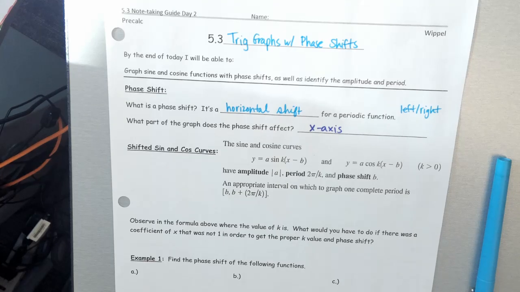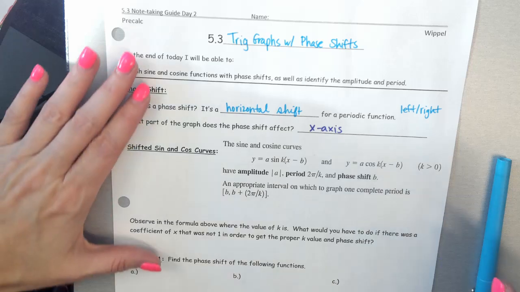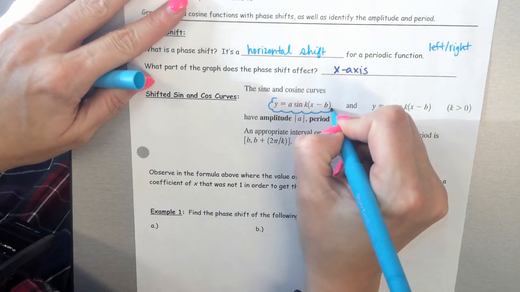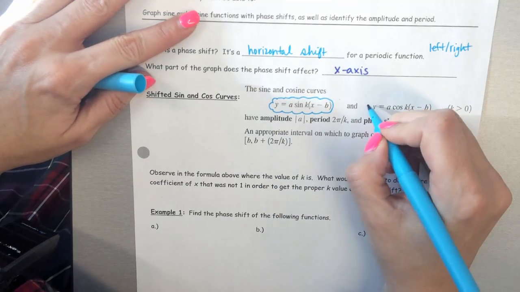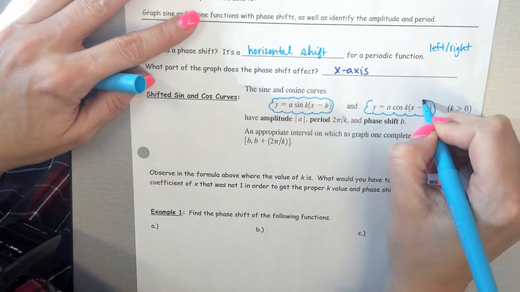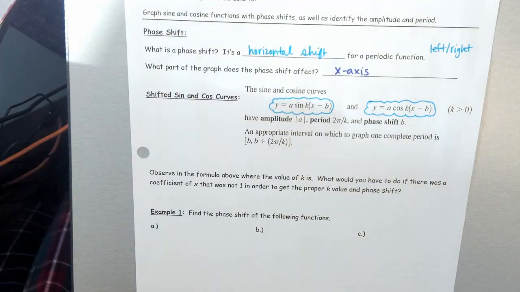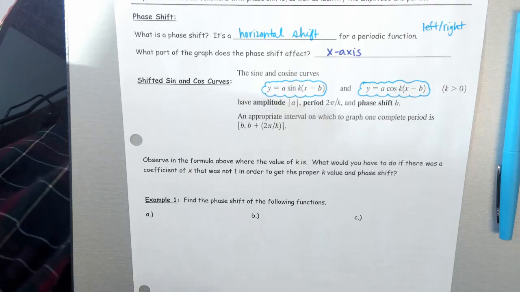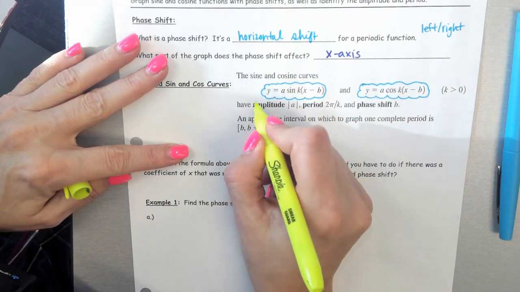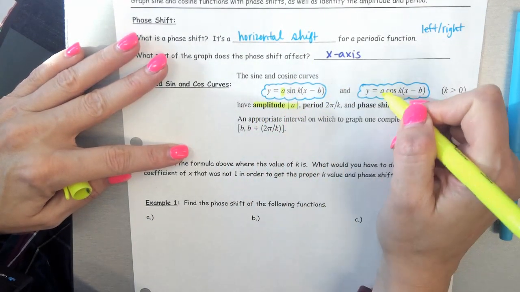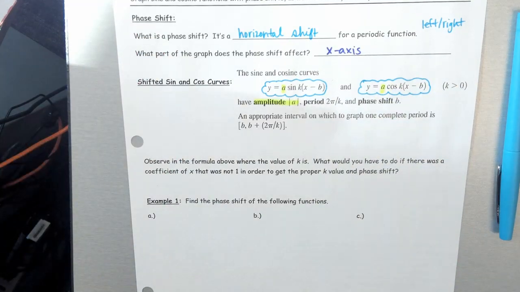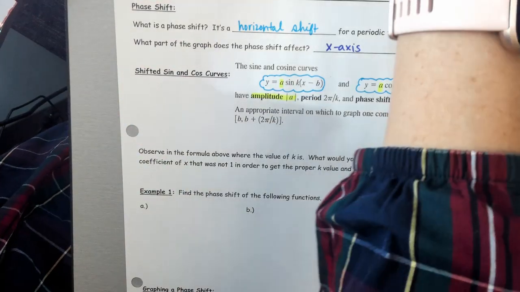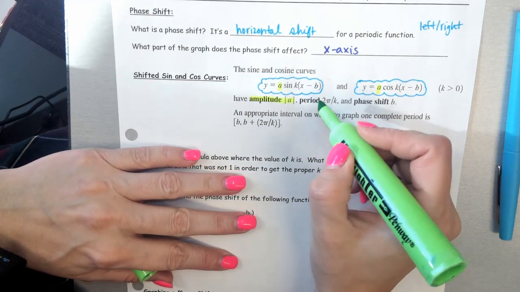Okay? So we're going to look at our functions here. You have y equals a sine of k(x minus b), and you have y equals a cosine of k(x minus b), where the k is still positive. Now there are some similarities here, so you can see the amplitude is the same. It's in the same position in front of your function. Okay, the period is still found by doing 2 pi divided by k.